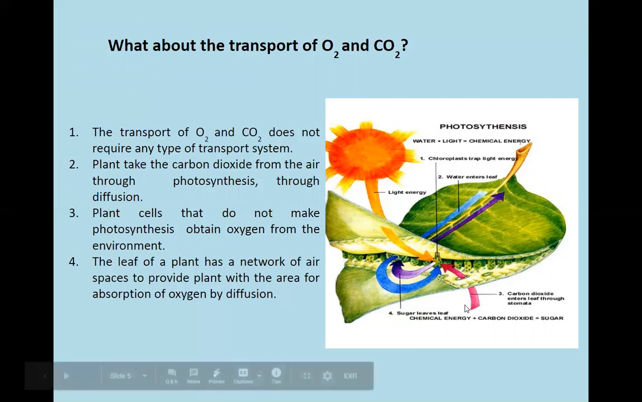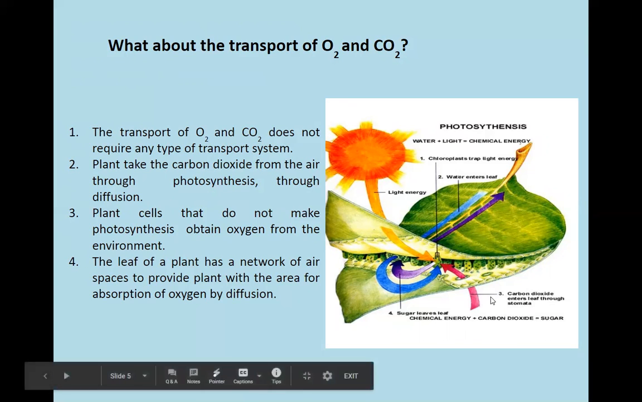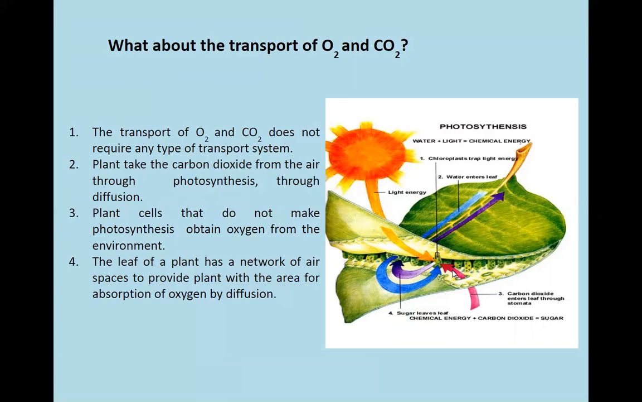You have already learned in the types of transportation about diffusion as a passive transport, where the gases move from a place with a higher concentration to a place with a lower concentration. It means that carbon dioxide is found in a higher concentration in the air, so it will get inside the leaf through these small openings or pores known as stomata, or stoma in the singular. So the carbon dioxide will be obtained by the cells through the process of diffusion from the air.